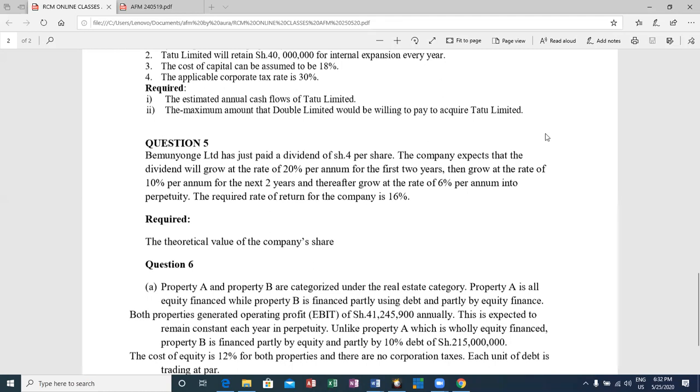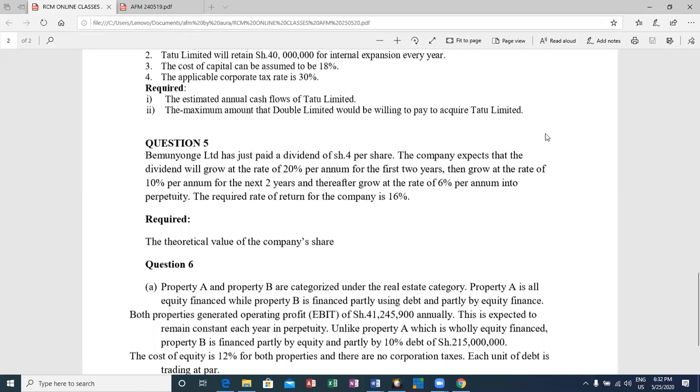So, question number 5. Be Munyonge Limited has just paid a dividend of shillings 4 per share. The company expects the dividend will grow at the rate of 20% per annum for the first 2 years, then grow at the rate of 10% per annum for the next 2 years.